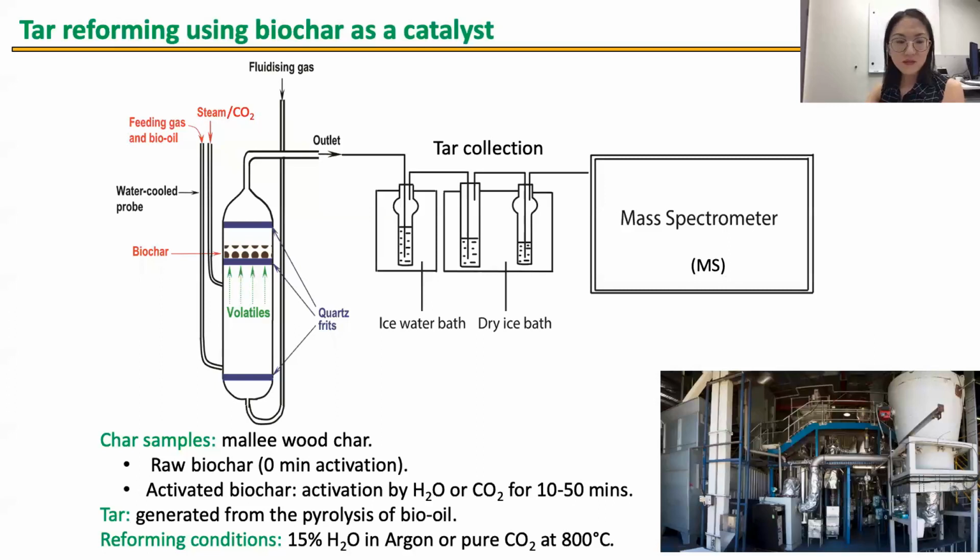So my work is to use some gasification biochar or some activated biochar as catalysts to do some tar reforming experiments. I put biochar inside the reactor and activate it in situ under steam or CO2 for a certain time. And then I feed some bio oil to generate some tar. Tar will pass through the catalyst bed and interact with the catalyst. The biochar sample and bio oil sample I used are produced from our demonstration plant. All the experiments were done at the same experimental conditions at 800.